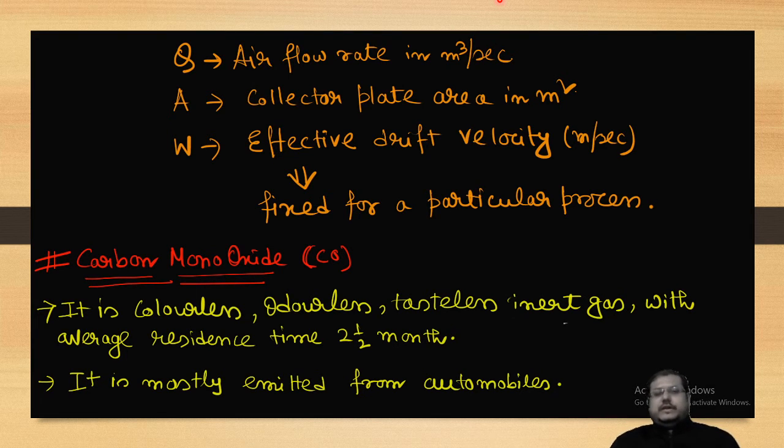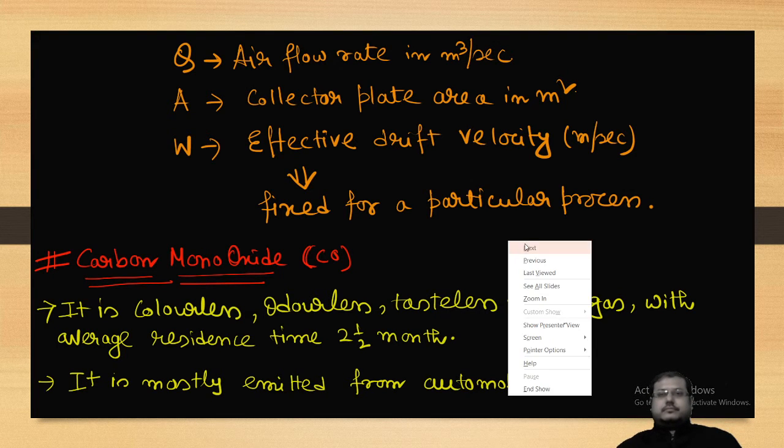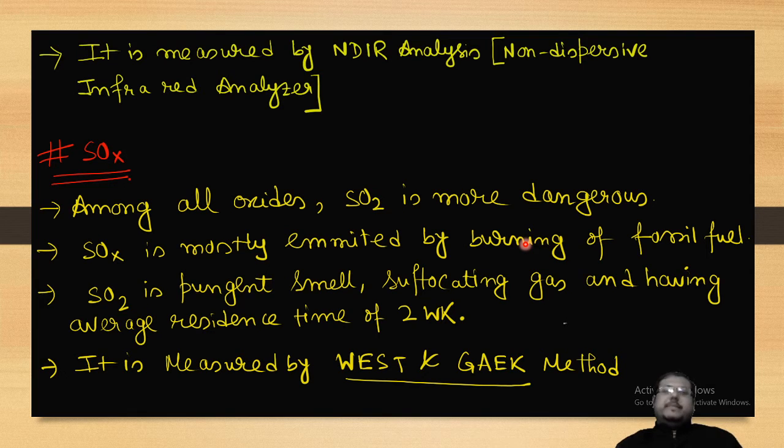Now, carbon monoxide. It is a colorless, odorless, tasteless, inert gas with an average residence time of 2.5 months. It is mostly emitted from automobiles. It is measured by NDIR analysis, the non-dispersive infrared analyzer.